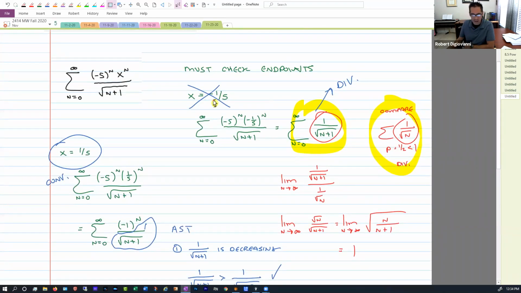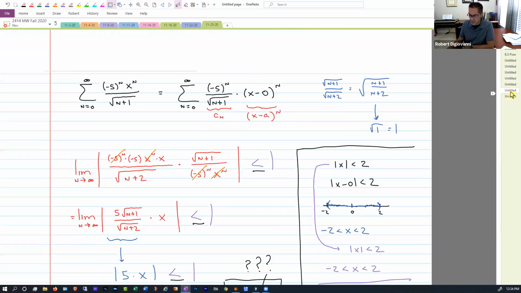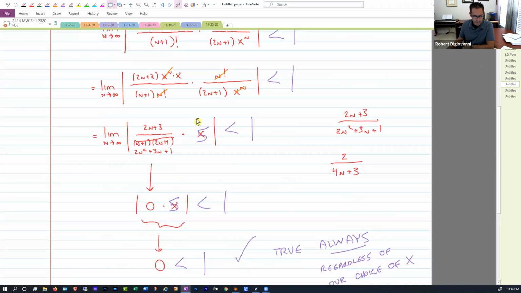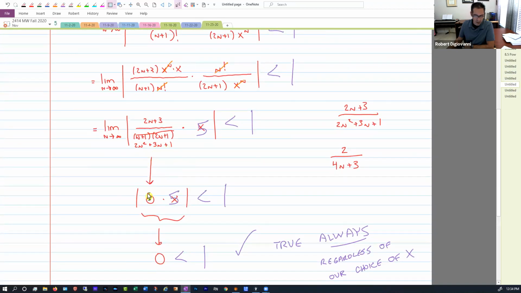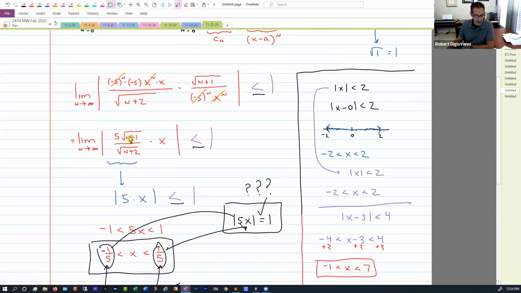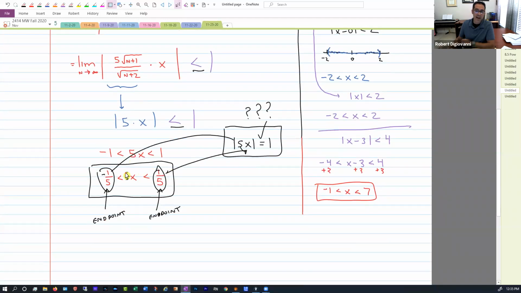Why did we not have endpoints on the last problem? Why didn't we have endpoints? It was all real numbers. Yeah, because when we ran this limit, right? This is the first problem we did. When we ran this limit, this went to 0. And because that went to 0, it didn't matter what x was, right? On the problem we just did, when we ran this limit, this did not go to 0, it went to a number, and then we had an inequality involving x that we had to look at. We had to look at that inequality, and that created endpoints. Okay, that created endpoints.